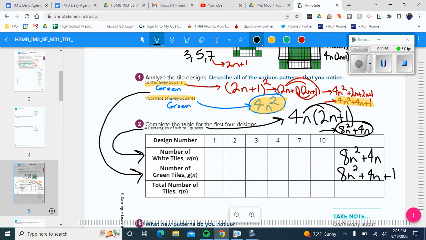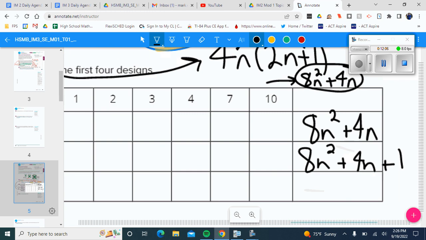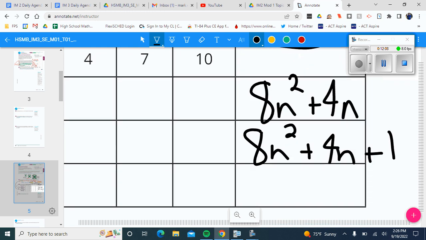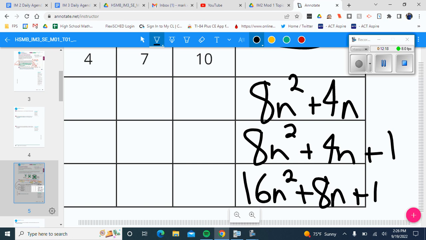Now for total, you would take green plus white, which we can actually just add going straight down. 8n squared plus 8n squared is 16n squared. 4n plus 4n is 8n, and nothing plus 1 is 1. So for total tiles, the area of any design, it's 16n squared plus 8n plus 1.